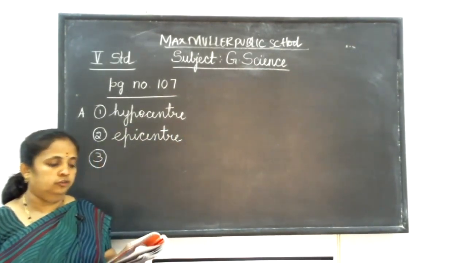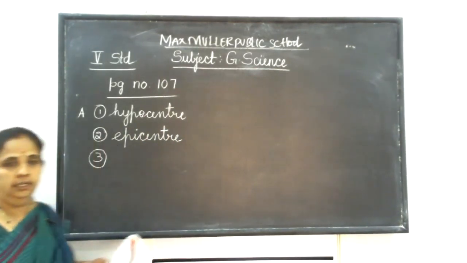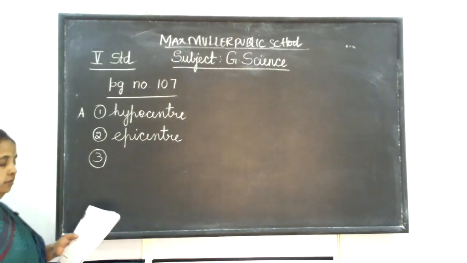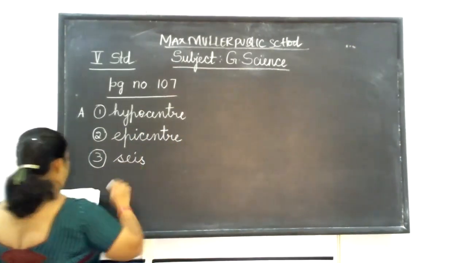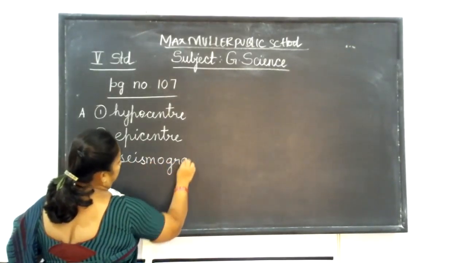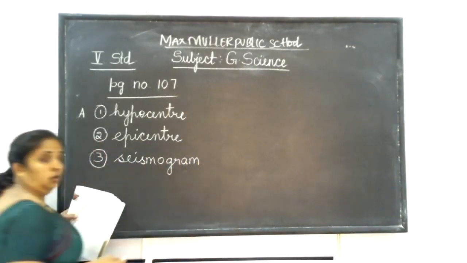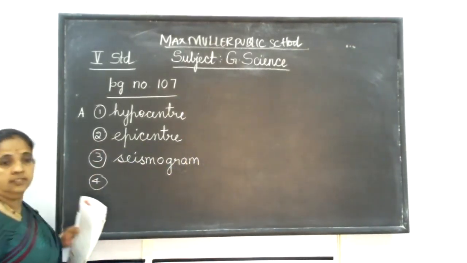Third, the record of ground shaking recorded by a seismograph is called. The instrument is seismograph. What record it shows is called graph. The instrument is seismograph, and what it records is called seismograph.